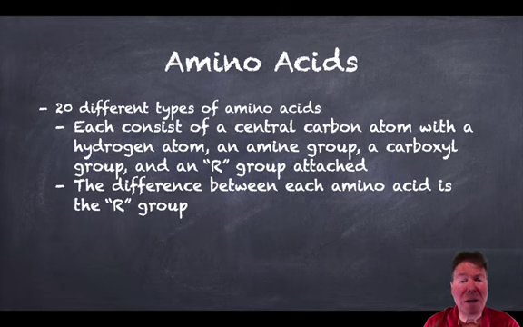There are 20 different amino acids. That's it, just 20 amino acids. All of the proteins that we have that are in existence are made out of those 20 amino acids. Think of it like the alphabet. We only have 26 letters in the alphabet, but all of our words come from those letters. It's just the combination and the order we put them in.